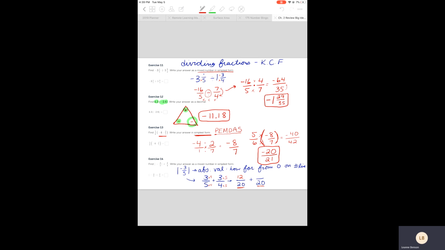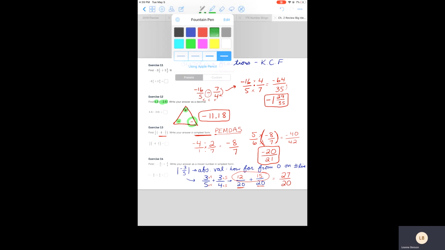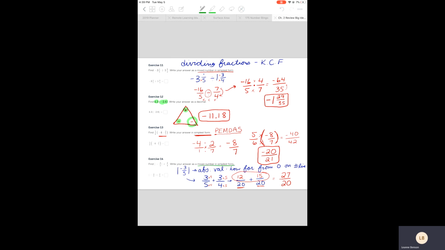And I need to multiply the top by the same thing, which is 15, right? 3 times 5. Then I just add 12 plus 15, which is 27 over 20. Okay, and of course we have one last step because the question wants a mixed number in simplest form. 20 goes into 27 only once. 1, and there's 7/20 left. That ends up being a positive number because that absolute value got rid of that negative sign right in the beginning.